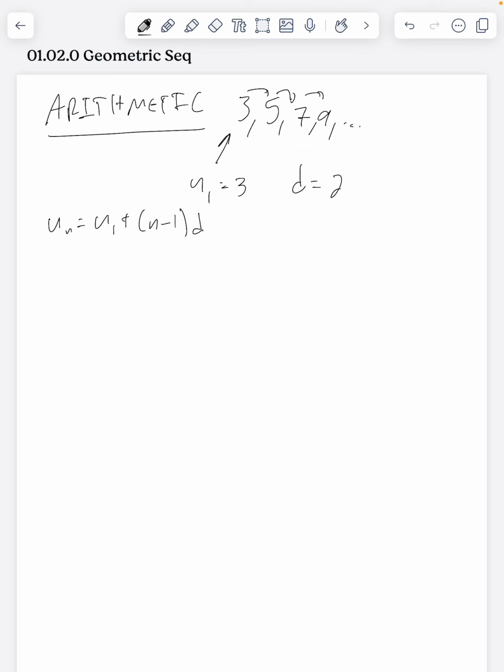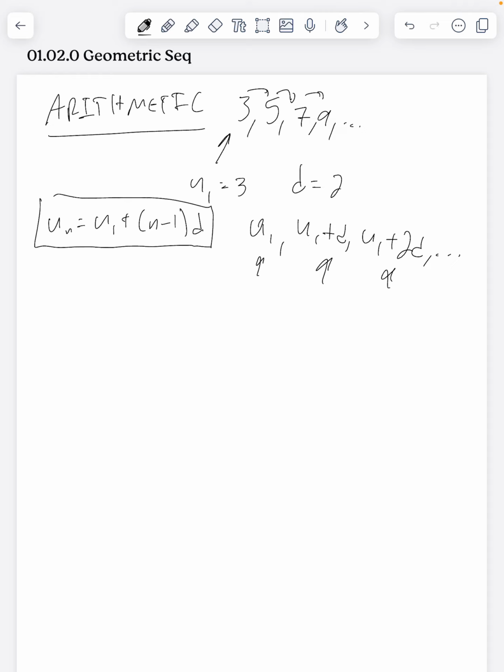And the reason for that is because the first term you haven't added anything yet, and then you add it once, and then you've added twice, right? And that keeps going. So the nth term, the first term you haven't added it at all. The second term you've added it once. Then the third term you've added it twice. It's always n minus 1, right? So this formula was the first one we learned.